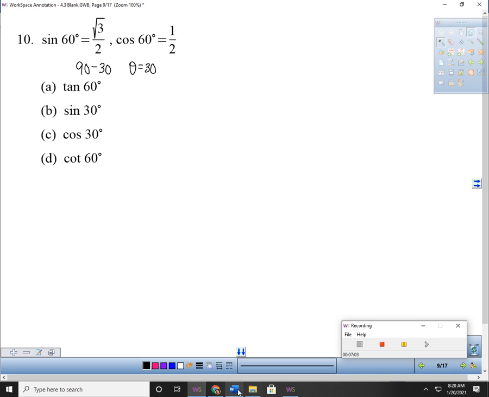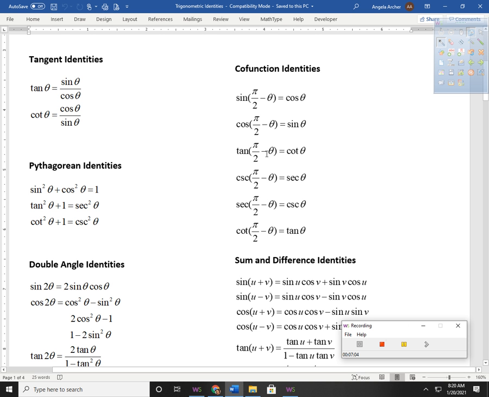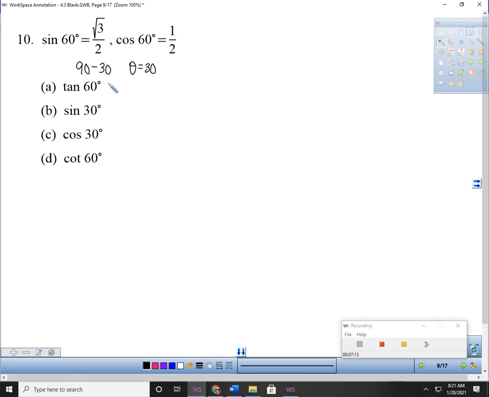And if you look at your cofunction identity here, if you have tangent of something, that's equal to cotangent, right, of that angle. So this would be equal to cotangent of 30. Now, they didn't give you that one here, right? We can actually figure that out by looking at the thing. So I'm going to do this one in a second. This one, if this was 90 minus something is equal to 30, the something would have to be 60, right?